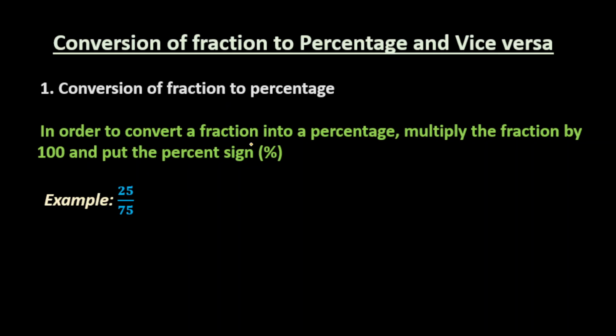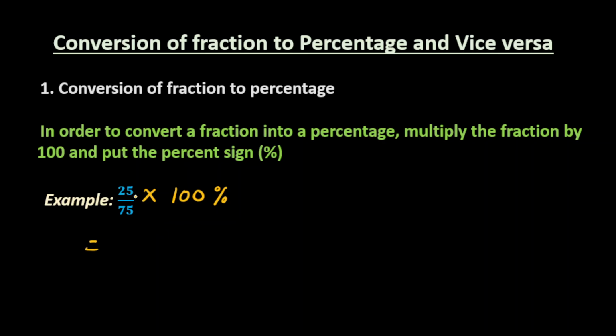In order to convert a fraction into a percentage, multiply the fraction by 100 and put the percent sign. You can see one fraction is given to us. We have to multiply this fraction with 100 and put the sign of percentage. Two things: multiply by 100 and write the percent sign along with it. Then we can convert this fraction into a percentage.